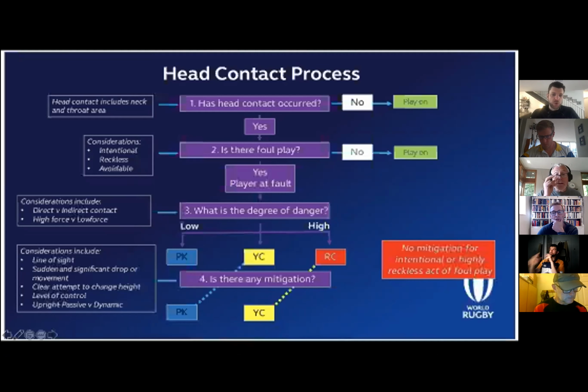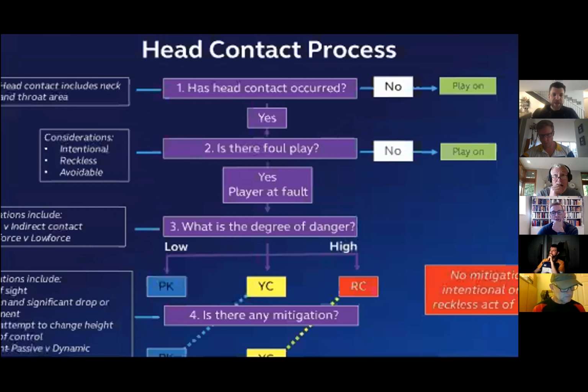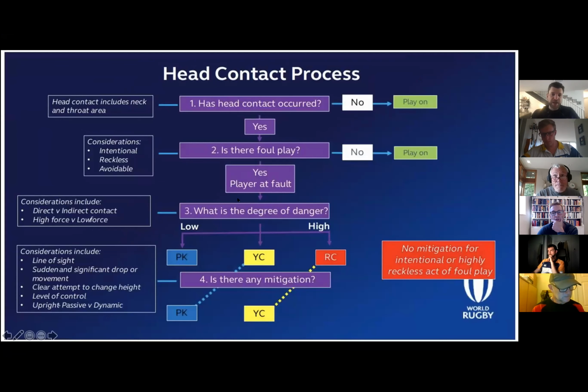Why? This is what was called under the previous framework a seatbelt tackle, but if we apply the head contact process, do we have foul play? Yes, we do. This is a high tackle. It's over the level of the shoulders. We've got kind of direct contact, but it's indirect contact, but the force is very, very low. So we're looking at a penalty kick only.